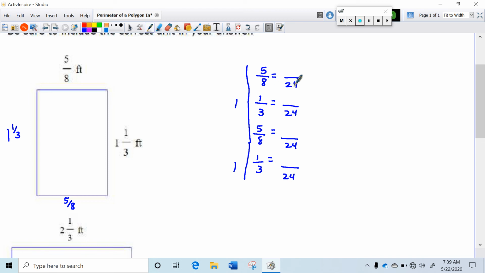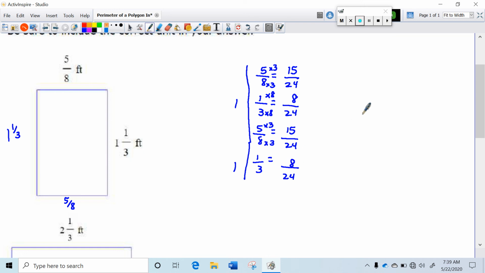Okay, now you divide. 24 divided by 8 is 3. So that means you had to multiply by 3. So we're going to multiply by 3 on the top. 5 times 3 is 15. 24 divided by 3 is 8. So we're multiplying by 8. 1 times 8 is 8. 24 divided by 8 is 3. So multiply by 3. We already did that. 15 over 24, and we already did this one. It was 8 over 24.